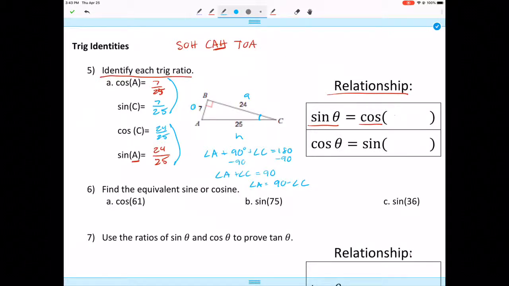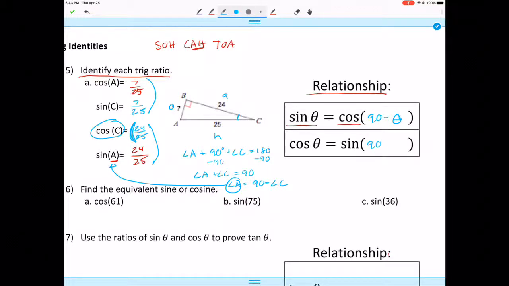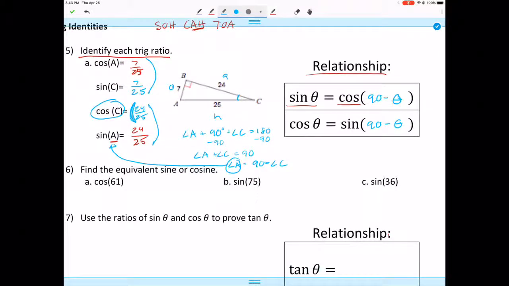All right? So as we notice here, we have cosine of C. That gives us one of our answers. But if we plug this in for sine of A, that tells us that we can use the same angle, but just subtract that from 90. So if that makes sense, sine of theta is equal to cosine of 90 minus that same angle. Okay, same thing for cosine of theta. That's equal to sine of 90 minus theta.